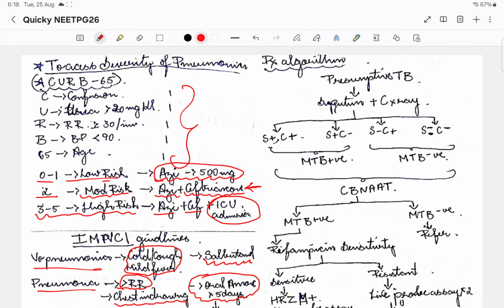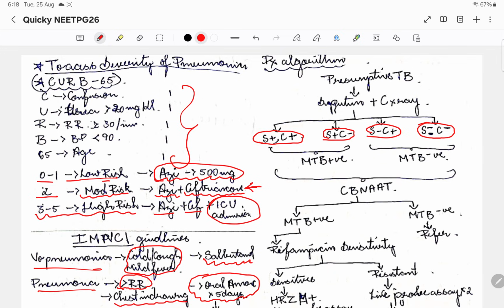What we do is take the sputum culture and chest x-ray. We'll divide the cases as sputum culture positive and chest x-ray positive, sputum culture positive but chest x-ray negative, sputum culture negative but chest x-ray positive, and sputum culture negative and chest x-ray negative. This is how we divide the cases of presumptive TB based on sputum and chest x-ray. If it is sputum positive, it is considered Mycobacterium TB positive, whereas if the sputum is negative, it is considered MTB negative.